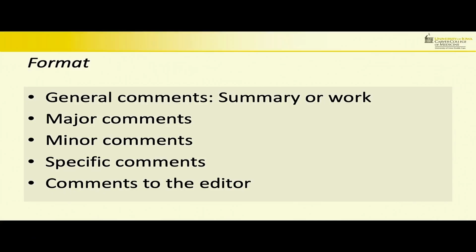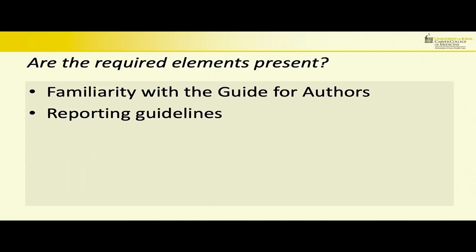I have a section on minor comments, and this may be something like, I don't know, the p-values have to be reported to 3 significant digits, and all the p-values in the manuscript are 5 or 6 significant digits. So I'll put in the minor comments, please report the p-values to 3 significant digits, right? Specific comments are a list of things that are relevant to particular parts of the manuscript. We'll go over that in a second. And then the last part is the comments to the editor and my recommendation to the editor.